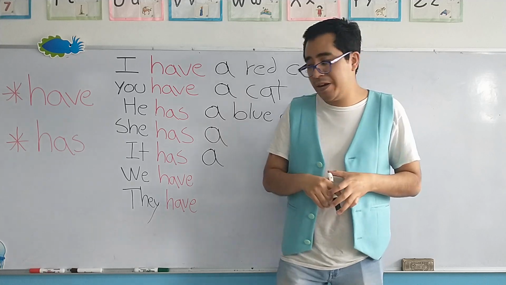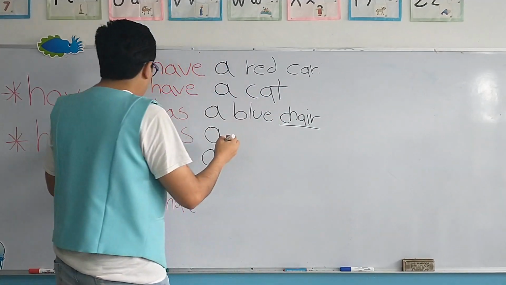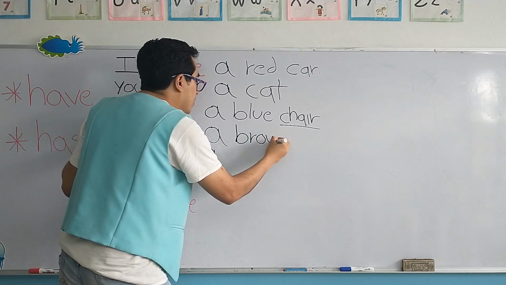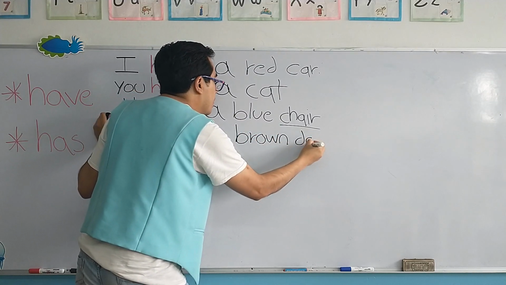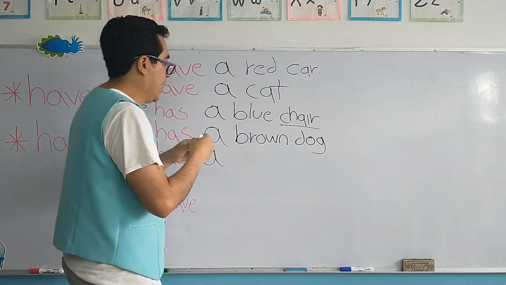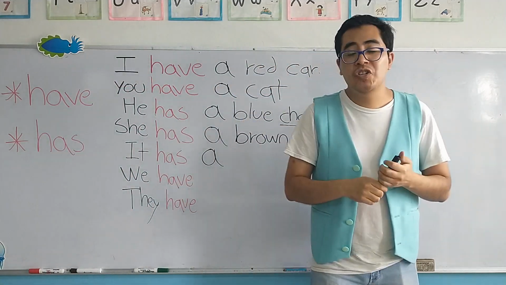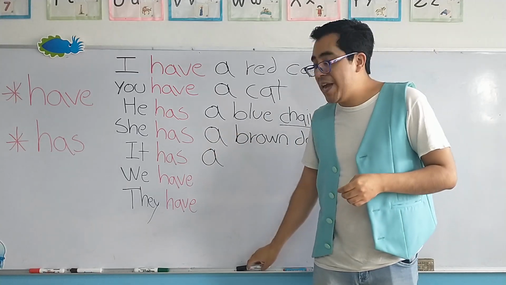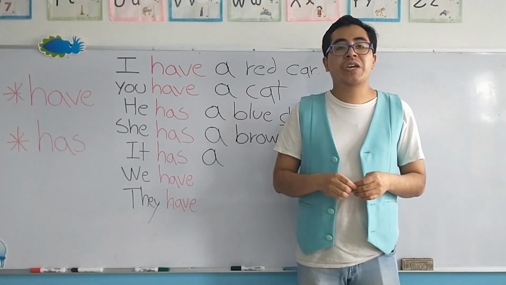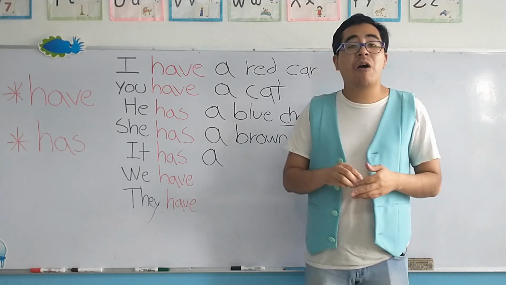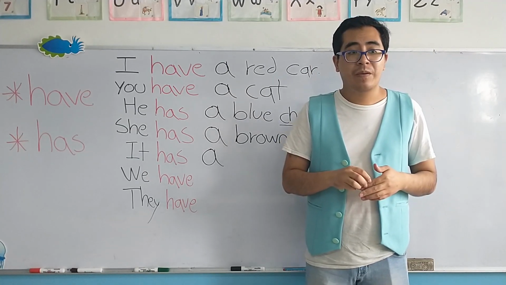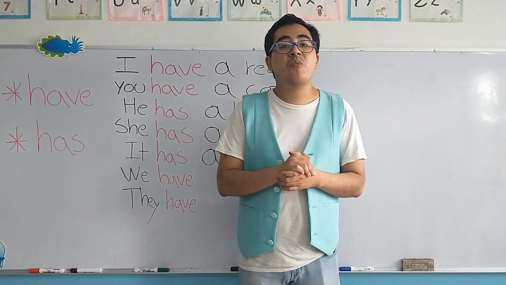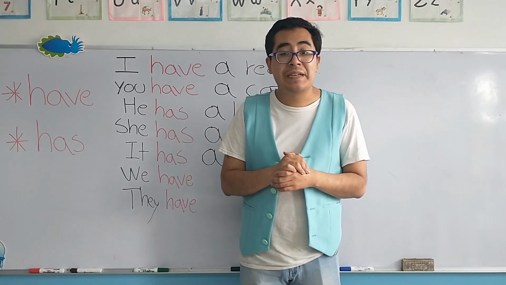Let's use dog, okay? She has a brown dog. Okay? Now in Spanish it would be, ella tiene un perro café. She has a brown dog. Okay? Very good.